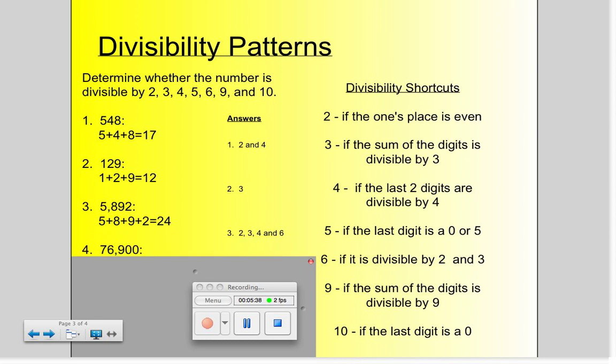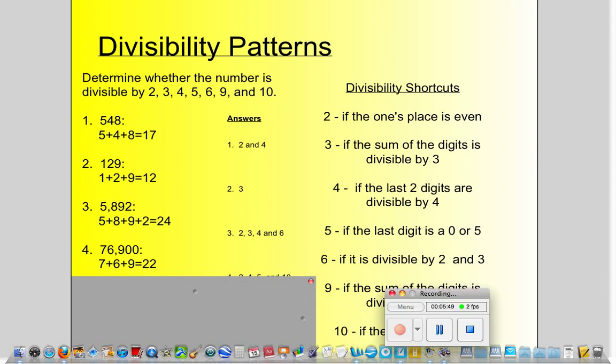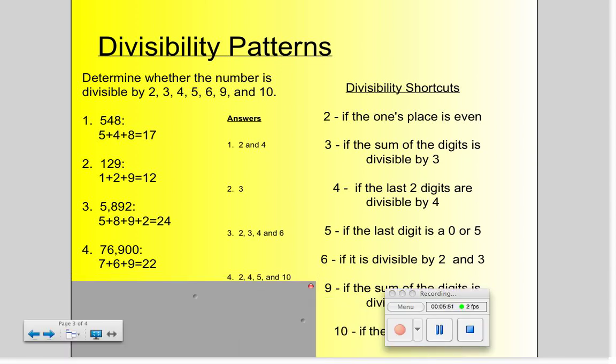Stay with me here. Example 4, 76,900. Of course, I'm going to add those digits up. It adds up to 22. And now let's see what numbers this number is divisible by. 2, because it's even. 4, it ends in 00, so we can say that that's like 100. 4 goes into 100, so 4 is going to work. It ends in a 0, so 5 and 10 work.